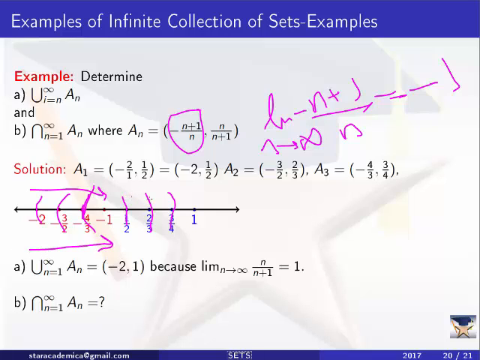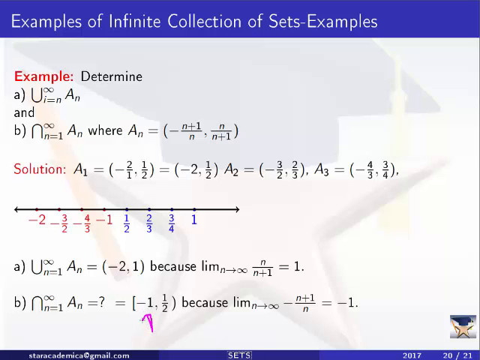From the right, we need to be careful. Since this is the intersection, we are going to take the smallest. So that is this one. So the intersection will be like this: from -1 to 1 over 2. That's the intersection.